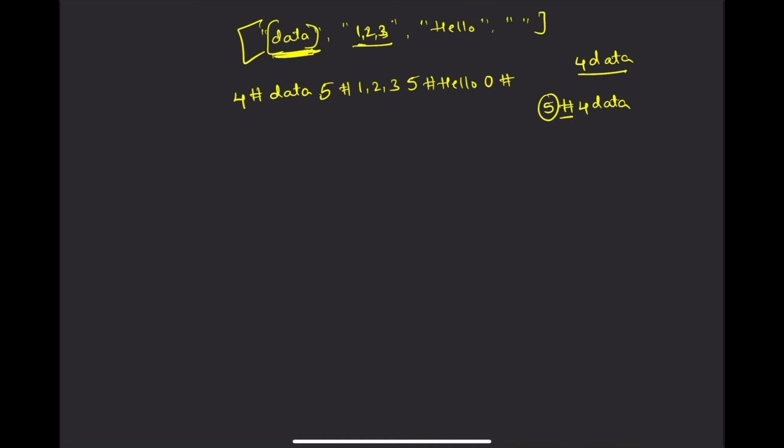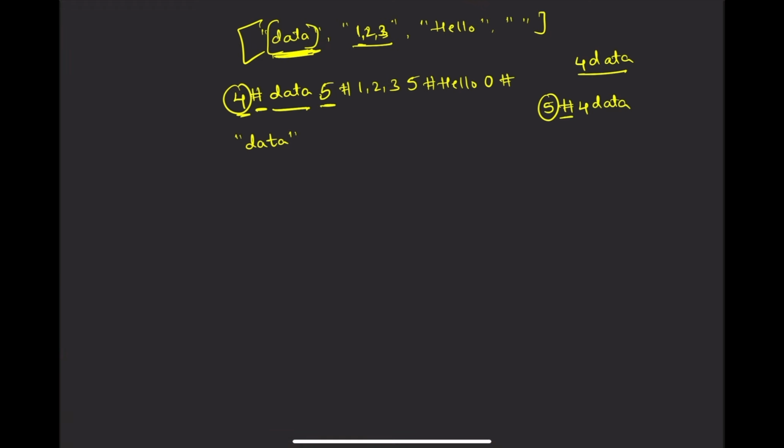That way, if you want to decode this, what happens? What you do is you read the length first, and then you skip this special marker. You just read the length, skip the special marker, then read exactly that many characters, which is 4. So you read 4 characters, which is D, A, T, A. So our first string is done.